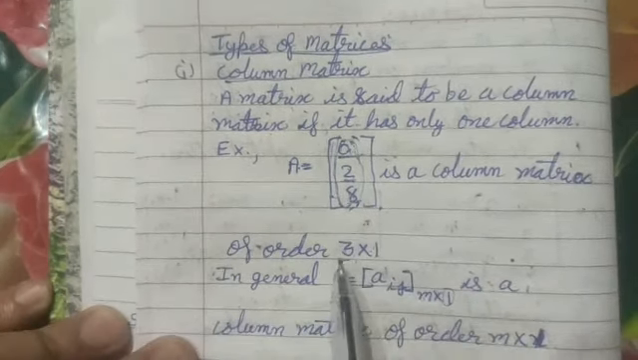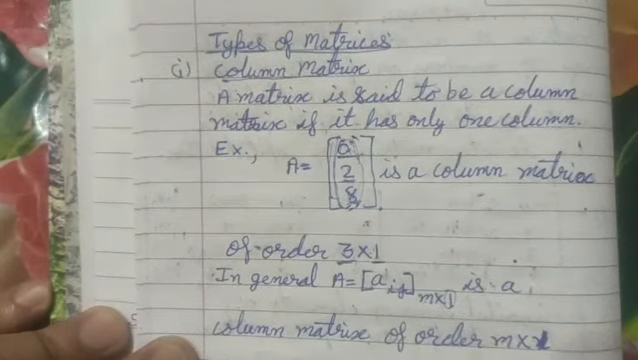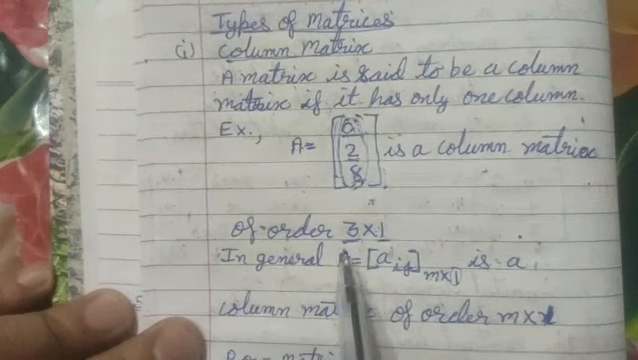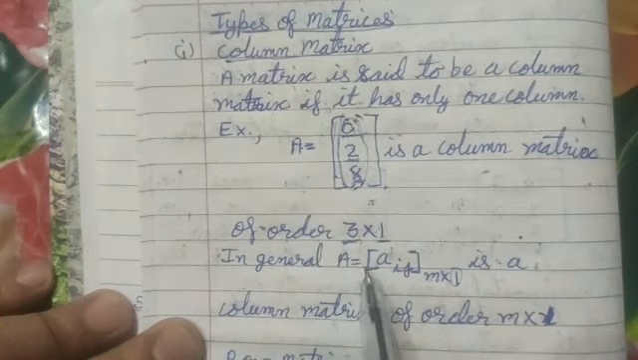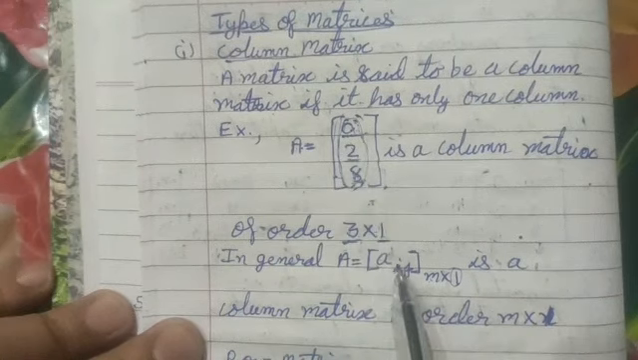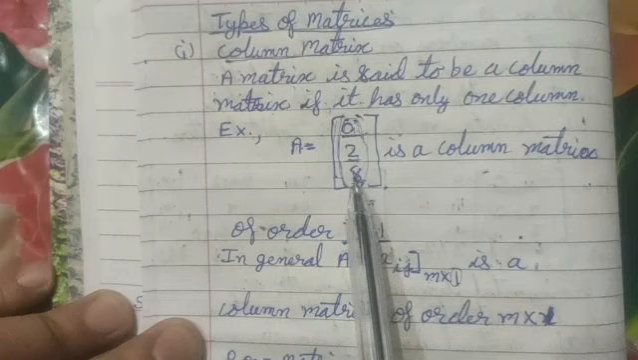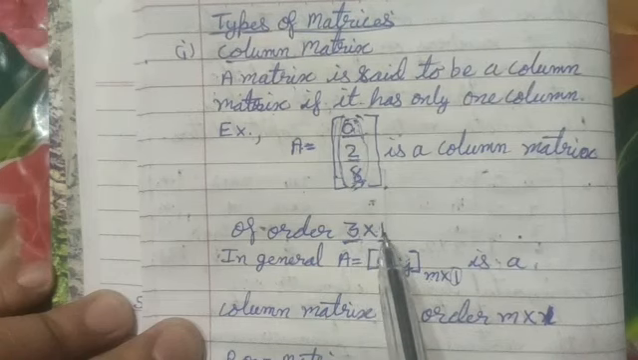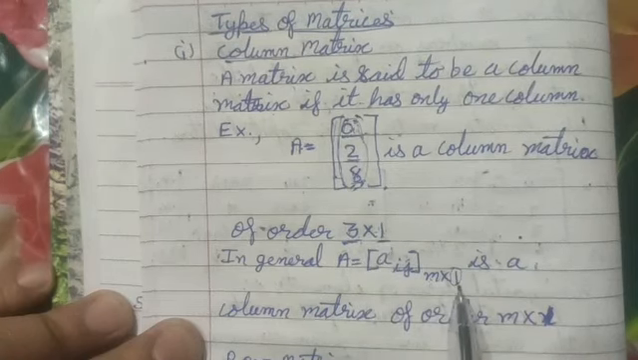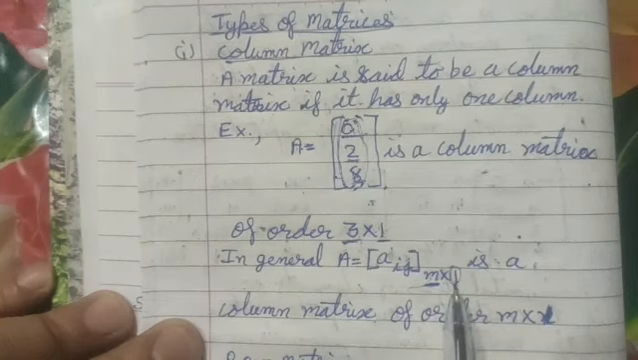Now this 3 is rows and 1 is columns. The order of a matrix is always row by column. In general, if we write this matrix in general form, then A is equal to [Aij], where Aij represents the elements of the matrix and its order is 3 by 1, or we can take it as m by 1. The number of rows can change. It can have any number of rows, but the column will be only 1.